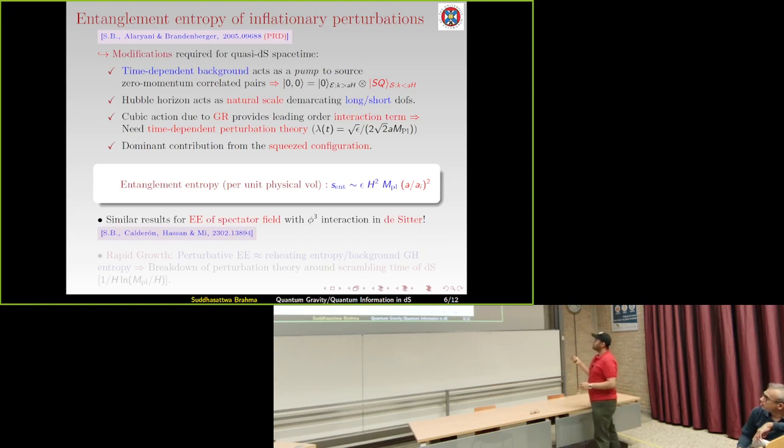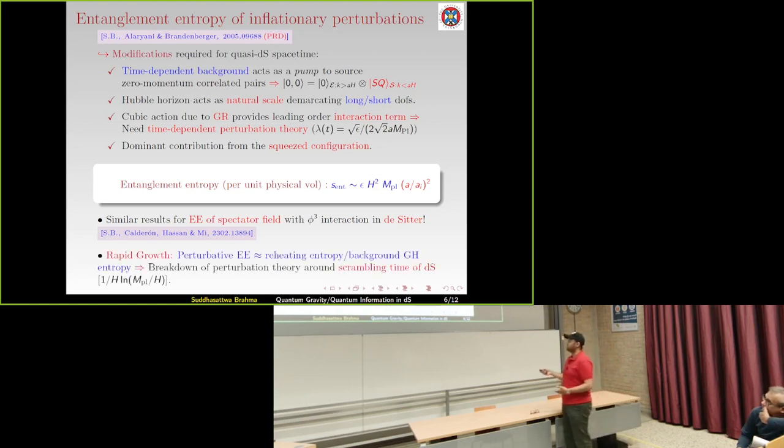And this was verified later on with my students for just having a spectator field with a cubic coupling in de Sitter. So why do we always find such a large growth in this perturbative entanglement entropy, and how fast is this growth? To get a measure for how large this is, you can compare it with some background quantity. Let's say the coarse-grained reheating entropy, this thermal entropy, or some Gibbons-Hawking entropy. And you find that this quantity, which is a perturbative quantity, as is evident from this epsilon and so on, grows very fast, and actually around the scrambling time of de Sitter, it becomes almost equal to this reheating entropy, this thermal entropy. Now that, to me, sounds like there's a breakdown of perturbation theory.